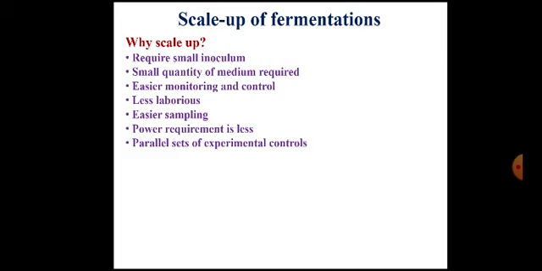After some time, at periodic intervals, the samples are collected for the determination or to know the progress of fermentation, to know the growth of microbial cells, to know the yield and productivity. So in all, the progress of fermentation can be determined, and therefore sampling is necessary, which is easier at small scale. Obviously the power requirement is very less, and we need to run parallel sets of experimental control. So it is not that the studies are carried out in a single small scale laboratory fermenter. The studies are carried out in several fermenters in triplicate, quadruplet, or many more parallel sets can be run in order to study the different parameters.